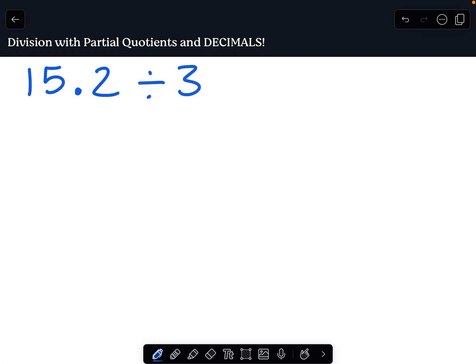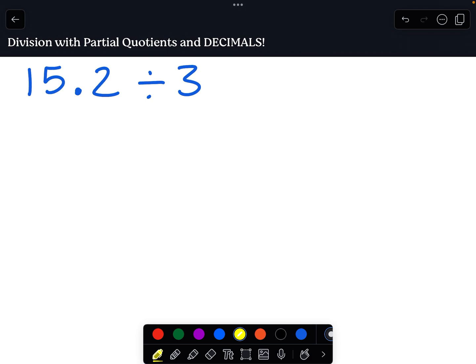Okay, today we're talking about division with partial quotients when you have numbers with decimals. Exciting stuff. Let's say you have a problem like 15.2 divided by 3. Well, the first thing that you're going to say is, okay, does my divisor have a decimal? It doesn't. So we can start working and setting up the problem.